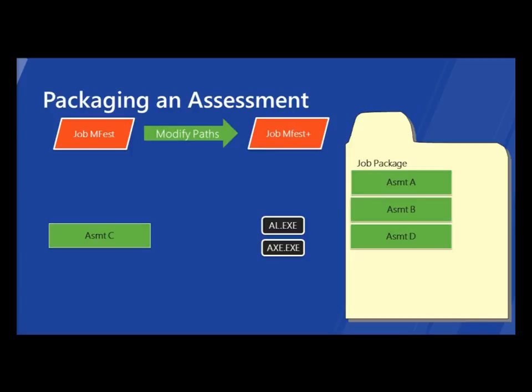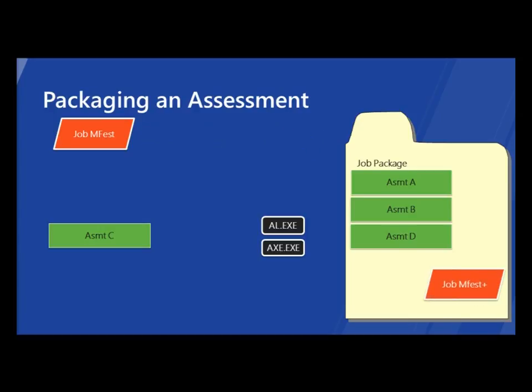Next, we need to modify the job manifest slightly. Right now, it's referencing the assessments as they reside on the machine where Windows Assessment Console is configured. We need those to be relative to the package, not to the original location on disk. Once we make those modifications, we actually add the job manifest to the job package. Next, we take architecture-specific copies of the tools and put them in the job package. Again, we want this all to be self-contained.